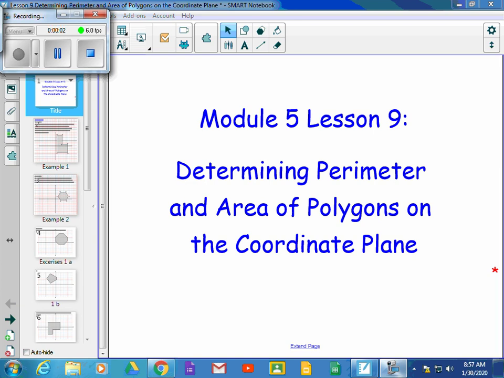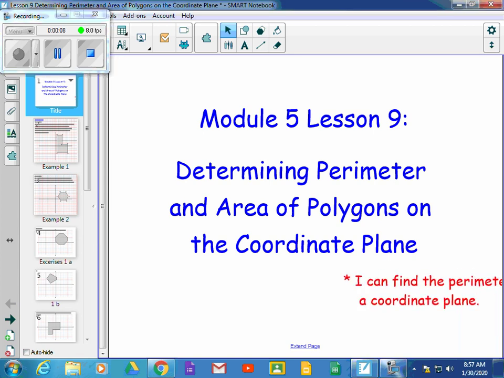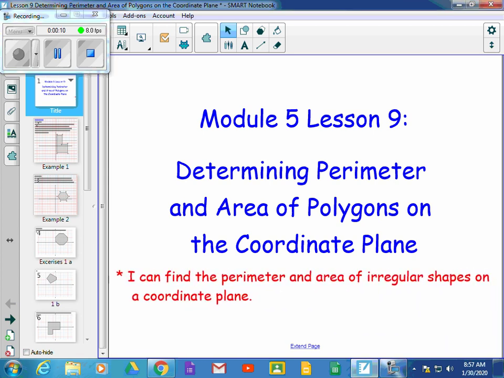This is Module 5, Lesson 9, titled Determining Perimeter and Area of Polygons on the Coordinate Plane. The goal of this lesson: I can find the perimeter and area of irregular shapes on the coordinate plane. As always, pause the video whenever you need to, and make sure that you take good notes throughout.